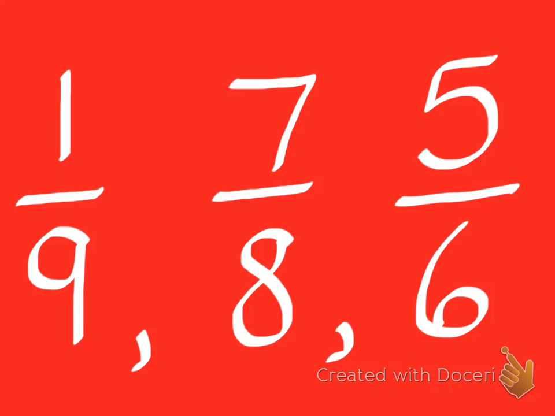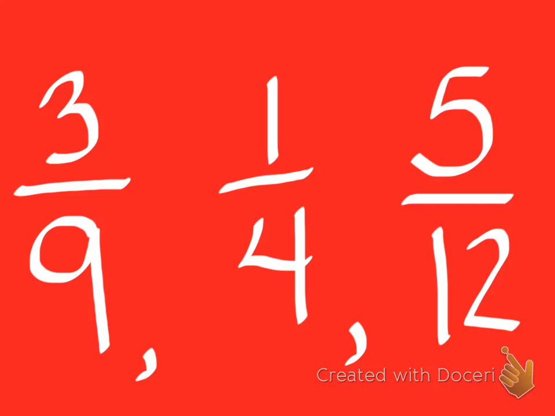So here we have 1/9, 7/8, and 5/6 to put in order from least to greatest. All right, now put these three fractions in order from least to greatest: 3/9, 1/4, 5/12.